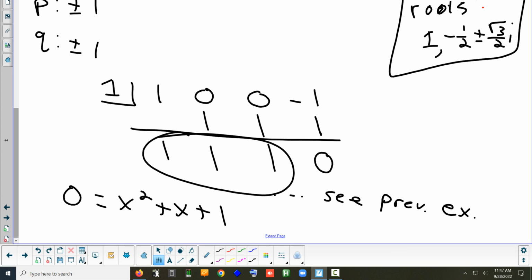But you never would have been able to get it to this point if you hadn't found a rational root first. You have to be able to do that. So there always will be.